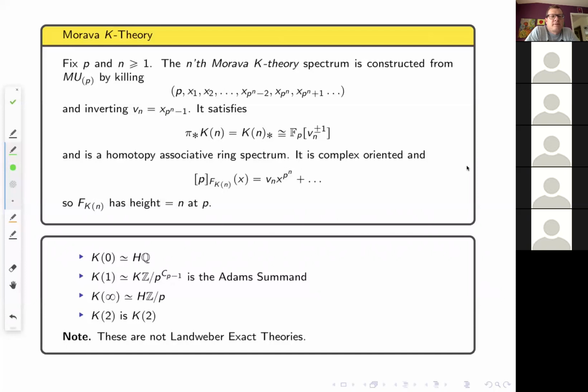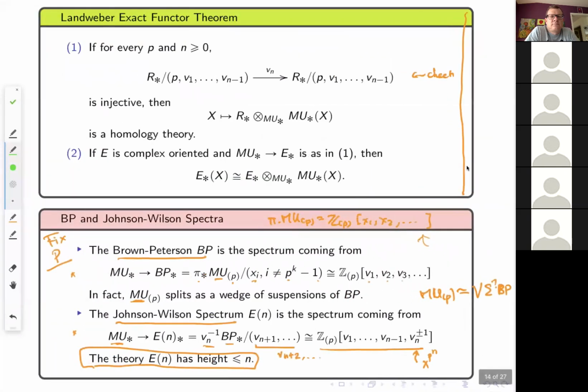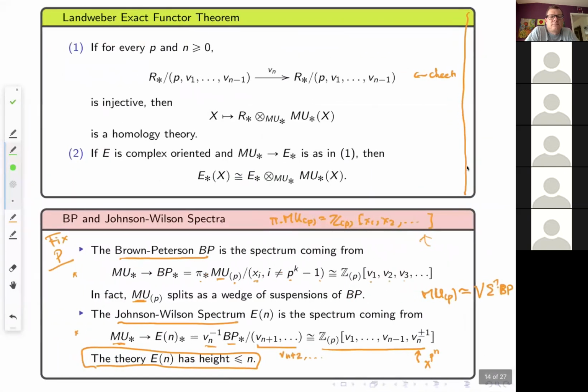I did this with MU because I didn't talk too much about BP, and I've spent a long time introducing MU, so it's more familiar at this point. But you can do all this with BP also. You can look at BP star modules, and if you have a good description of your module, it's a lot easier to test this condition because the vn's are staring at you. They're the generators. So that was a roundabout non-answer to your question. Okay, thanks.